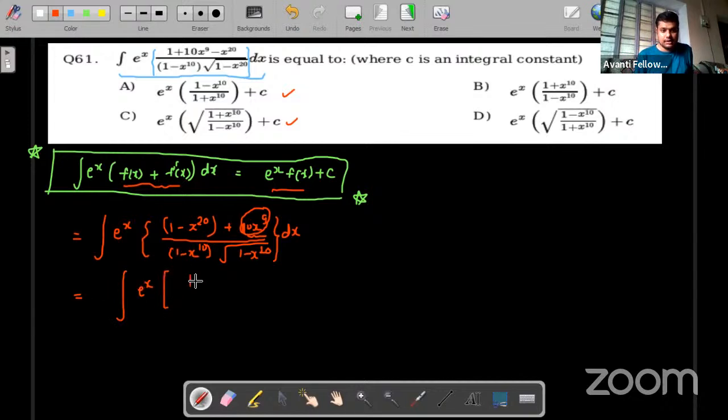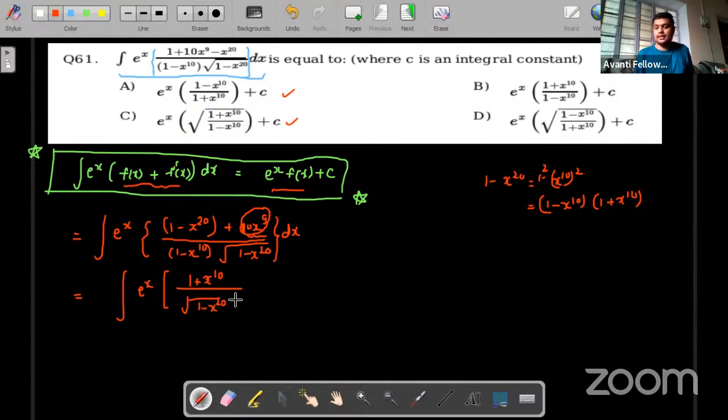In the first part, I'll write 1 minus x to the power 20. Now, x to the power 20 can be written as x to the power 10 whole squared. So I'm going to use the a squared minus b squared formula, which can be written as 1 minus x to the power 10 times 1 plus x to the power 10. Clear? So 1 minus x to the power 10 will cancel out in the denominator if I separate. The only part I write is 1 plus x to the power 10, and in the denominator, only 1 minus x to the power 20 will be there. Then plus, I'll write the second part as it is: 10x to the power 9 divided by 1 minus x to the power 10, multiplied by the denominator 1 minus x to the power 20, dx. I think this part is clear.